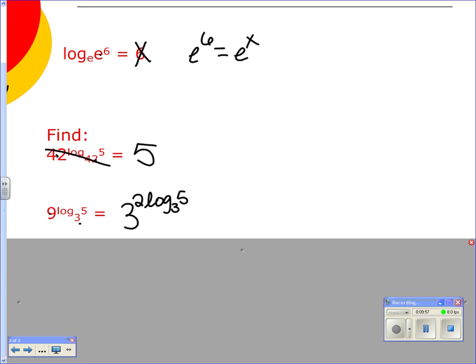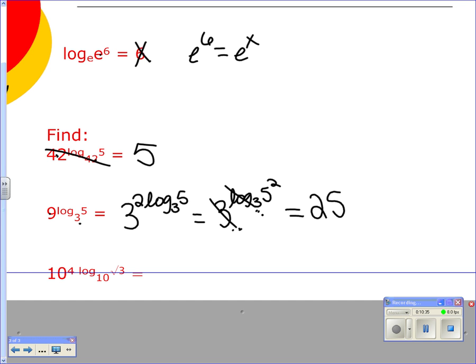Now what do we do to the 2? Yeah, move it to the 5. Now, are these two the same? So they cancel out, and what are you left with? 5 squared, which is 25. Does that make sense? Any questions there? Okay.